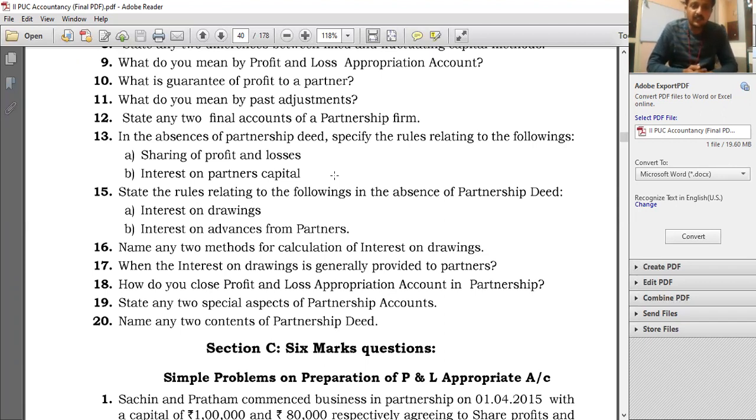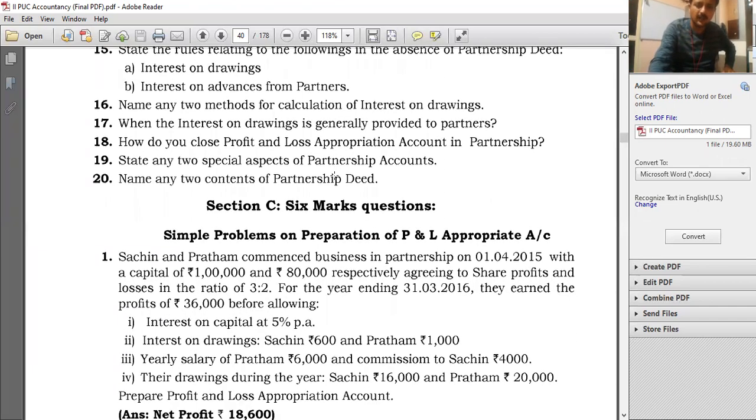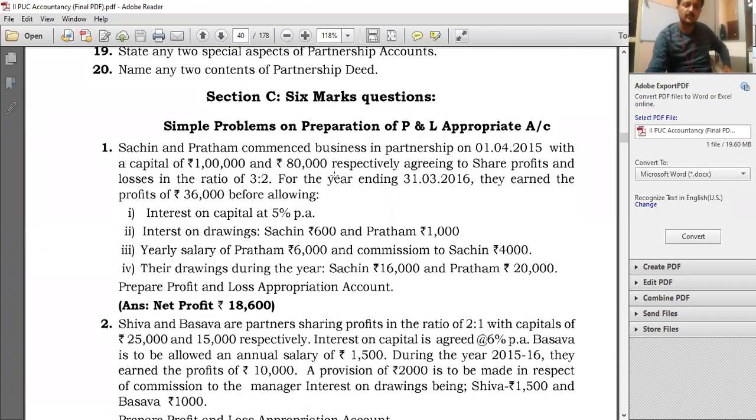Then, how do you close the profit and loss appropriation account in a partnership? By transferring them to capital accounts. State any two special goodwill, that is easy, sacrifice ratio I have already told. Name any two contents of the partnership deed: name and address of the partner, name and address of the firm, profit sharing ratio.